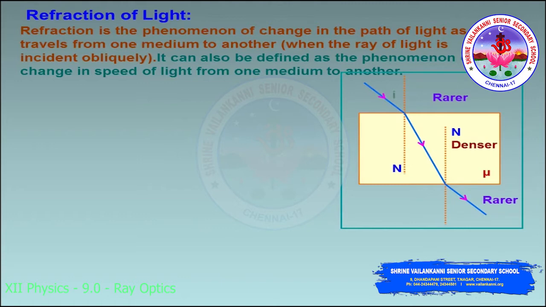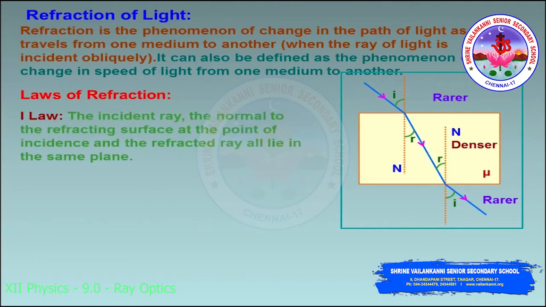Now we can say that the incident ray which comes from the rarer medium obliquely and reaches the denser medium gets bent towards the normal, and from the denser medium to the rarer medium, once the ray emerges, it will go away from the normal, and it is indicated through i and r, denoted by the letters. And what are the laws of refraction?